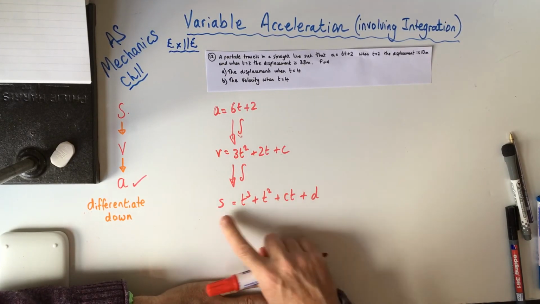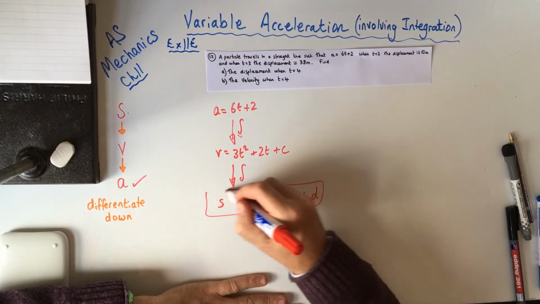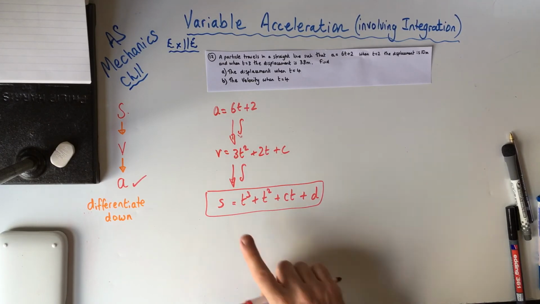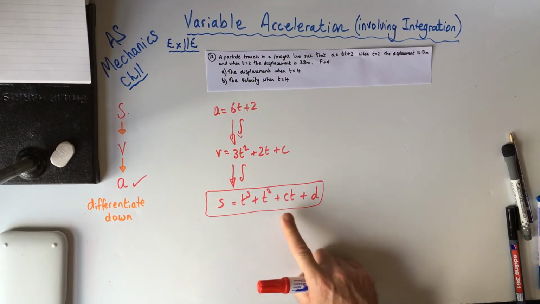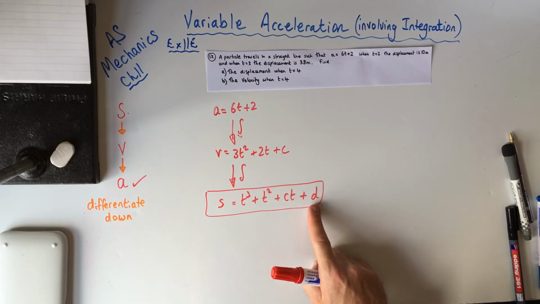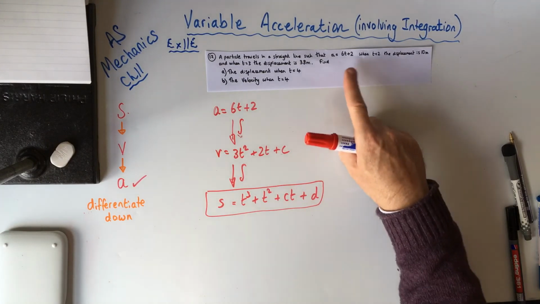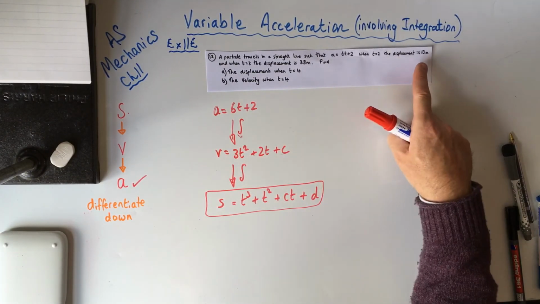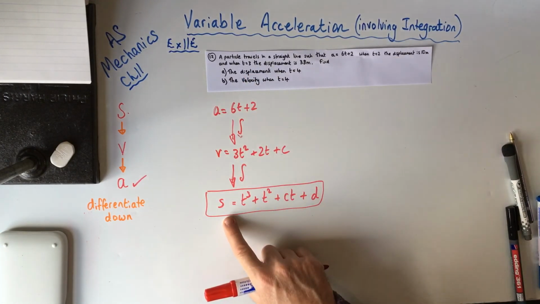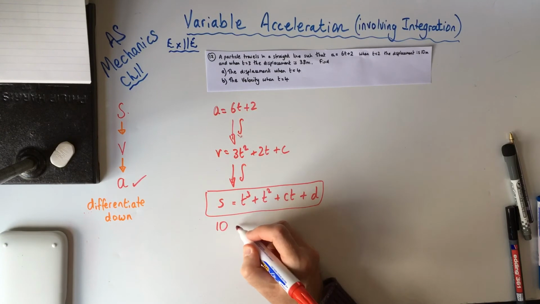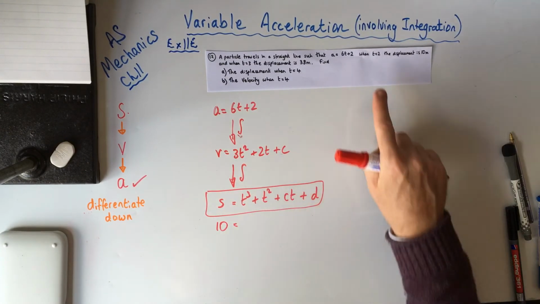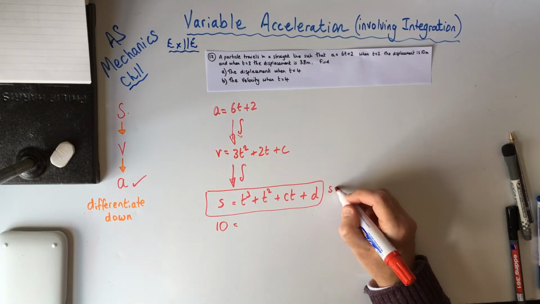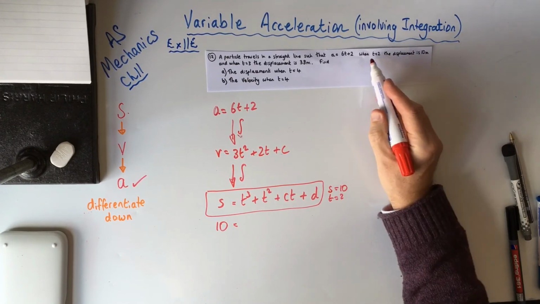Okay, so there is my equation for displacement, and it's got 2 unknowns in it, unfortunately, c and d. There's 2 constants in it, but we've got 2 coordinates, so that's okay. So we can put the first coordinate in of 10 meters when t is 2. So s is 10 when t is 2, that's the first coordinate.